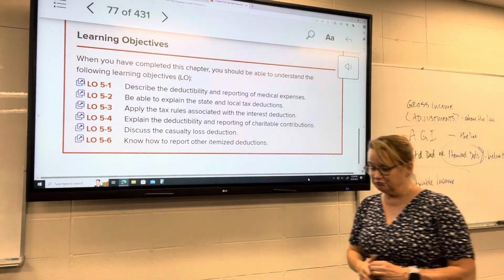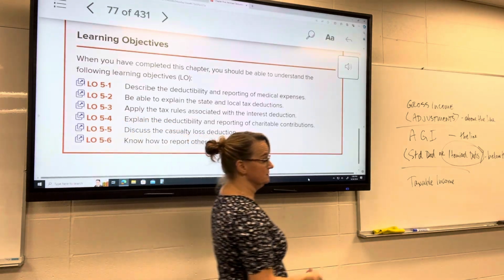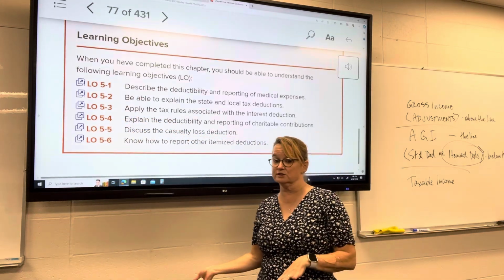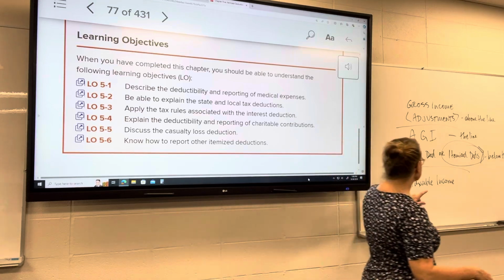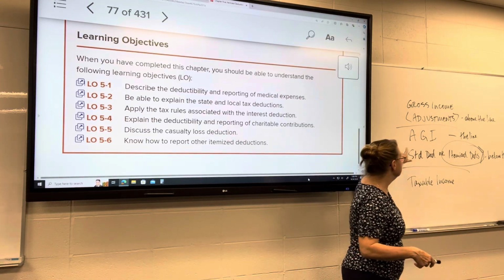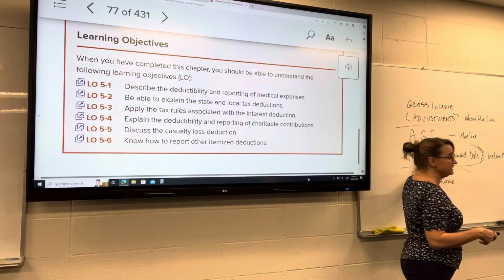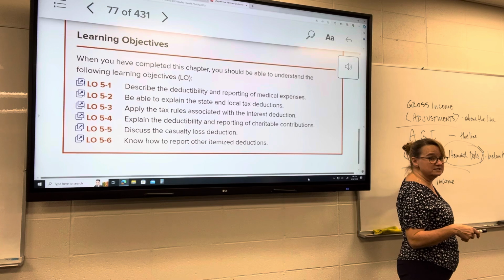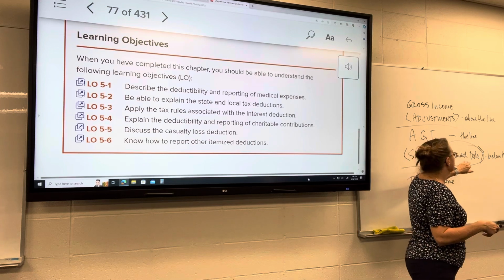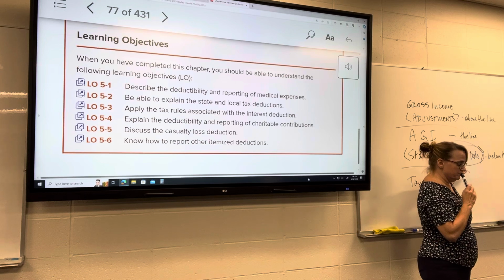If we're taking itemized deductions, we are not taking the standard deduction. If we're taking the standard deduction, we're not taking itemized deductions, and we're going to take whichever one is going to make this number the smallest. So between these 2, we want the largest deduction. And again, standard deduction is based on filing status. Itemized deductions are not based on filing status.